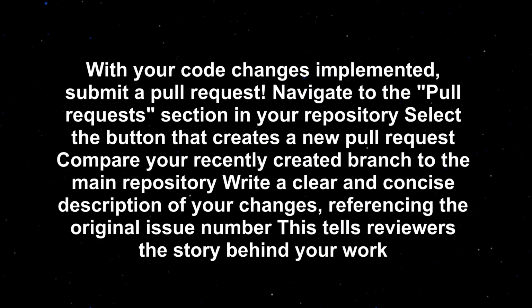With your code changes implemented, submit a pull request. Navigate to the pull request section. In your repository, select the button that creates a new pull request. Compare your recently created branch to the main repository. Write a clear and concise description of your changes, referencing the original issue number. This tells reviewers the story behind your work.